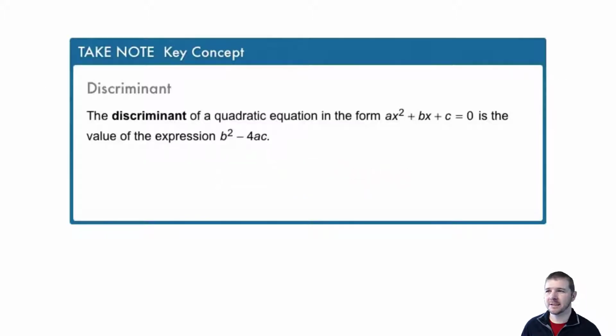Take note, key concept, discriminant. The discriminant of a quadratic equation in the form ax squared plus bx plus c equals 0 is the value of the expression b squared minus 4ac. Take note of the quadratic formula shown here. b squared minus 4ac, the discriminant, is the radicand in the quadratic formula.